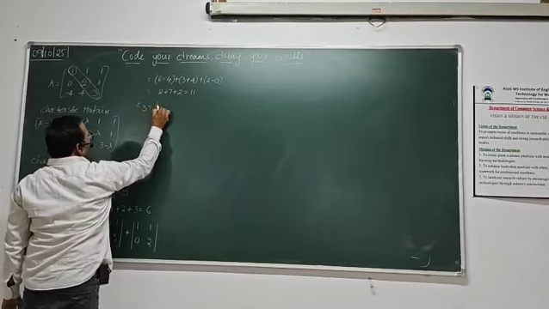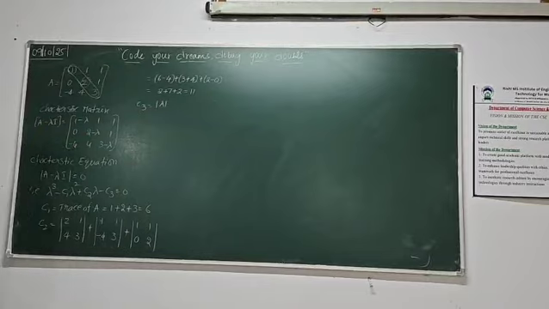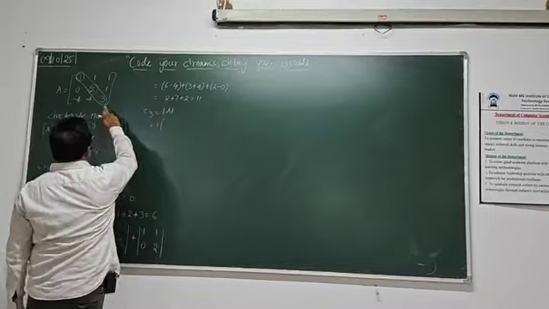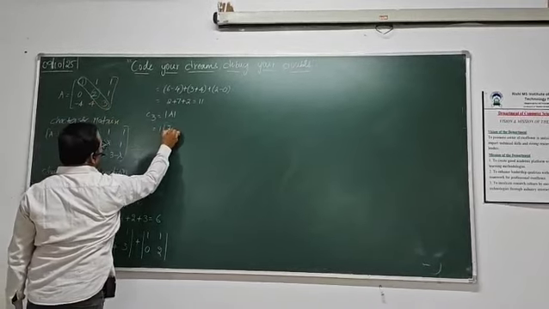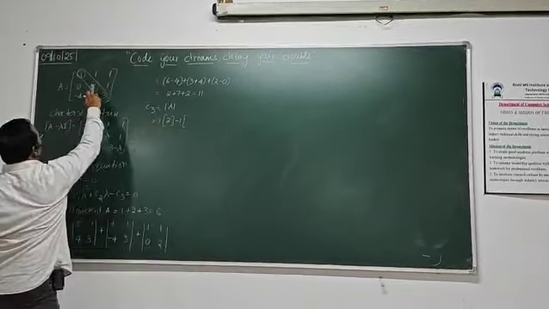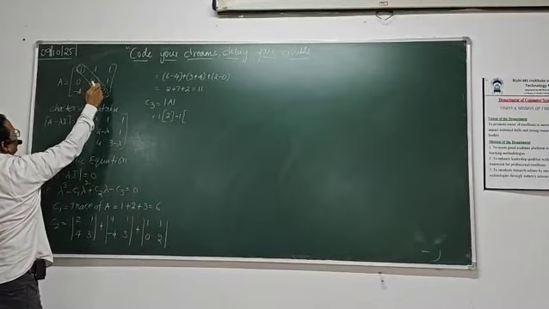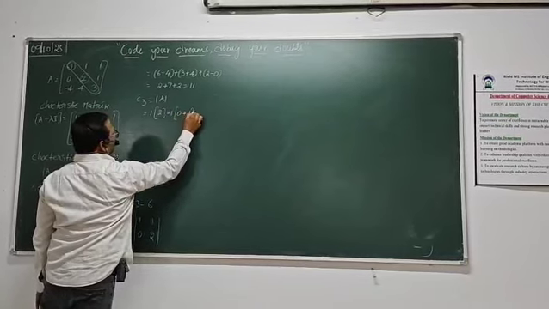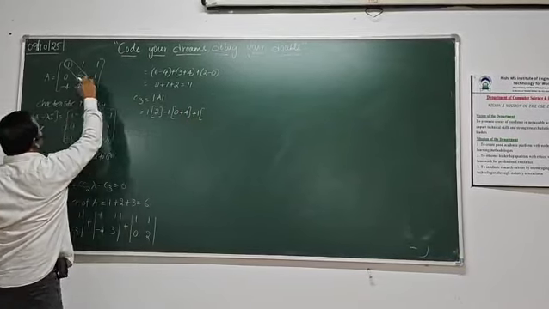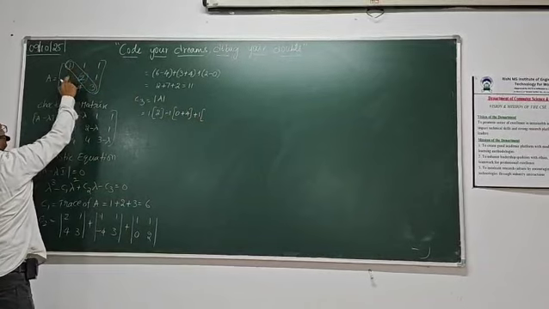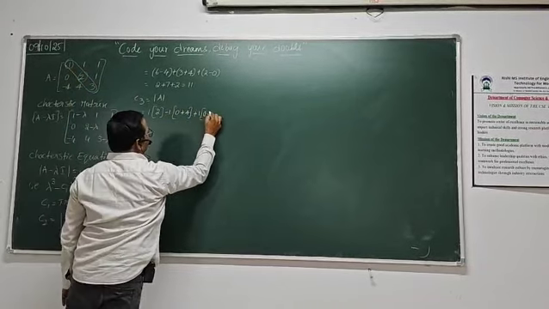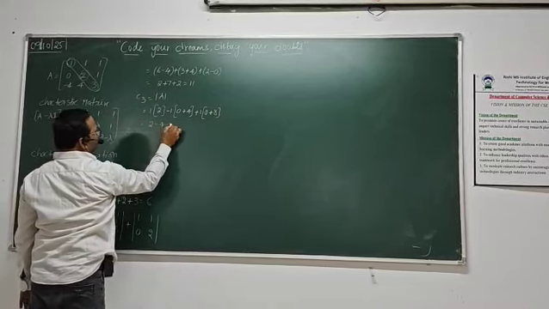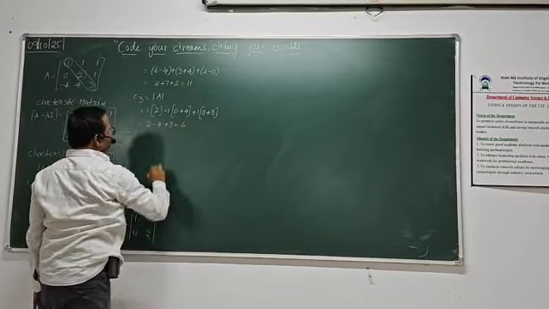Now C3 equals det A. So what is det A? 1 into (6 minus 4), which is 2, minus 1 into (leave this column and row) the determinant of these 4 elements, 0 minus of minus 4, plus 1 into (leave this column and row) 0 plus 8. So 2 minus 4 plus 8, 10 minus 4, which is 6.